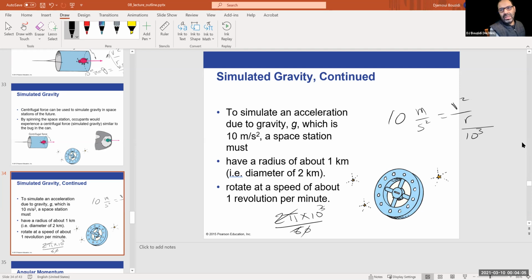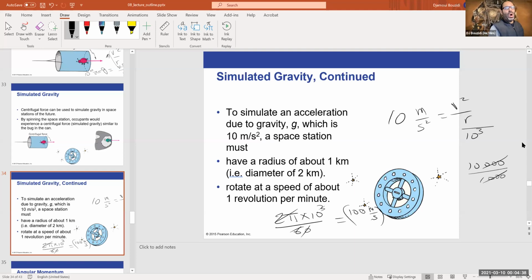2 pi is roughly 6, I'm sorry. Cancel the 6, so it's going to be about, basically, what is it? 100 meter per second. You have to square this number. When you square the meter per second, it's going to be 10,000. 10,000 divided by 1,000, because you need the radius in the denominator. 10,000 divided by 1,000 is about 10.